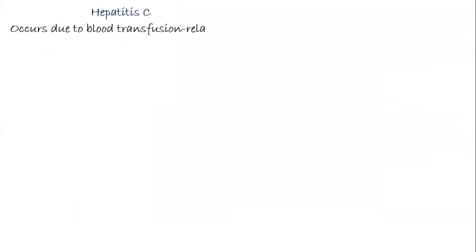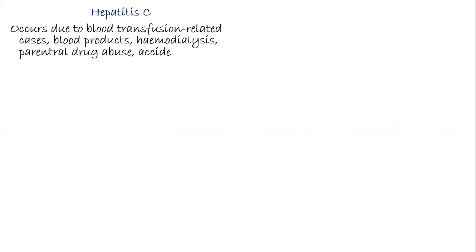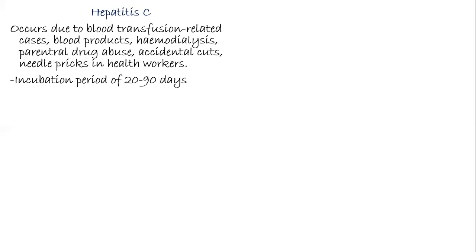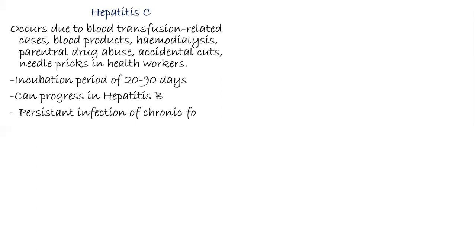Now let's see what is hepatitis C. It occurs due to blood transfusion related cases, blood products, hemodialysis, parenteral drug abuse, accidental cuts, and needle pricks in health workers. The incubation period for hepatitis C virus is 20 to 90 days. It can progress into a persistent infection of chronic form.